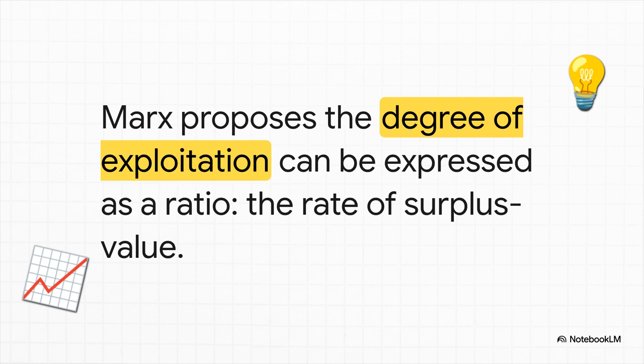But here's the really critical part. He argues you can express this ratio in a few different ways. And this isn't just an academic exercise. The formula you choose completely changes how you see the economic reality underneath. Each one is like a different lens. And as we go, we'll move from what looks like a dry, objective calculation toward what Marx believes is the raw social truth of the matter.